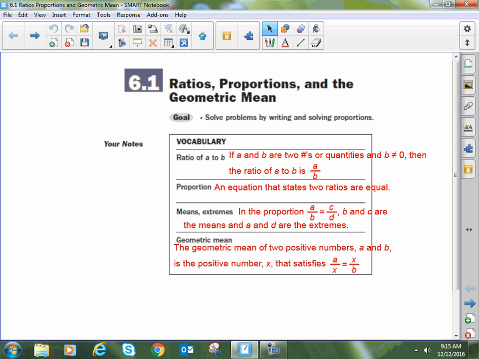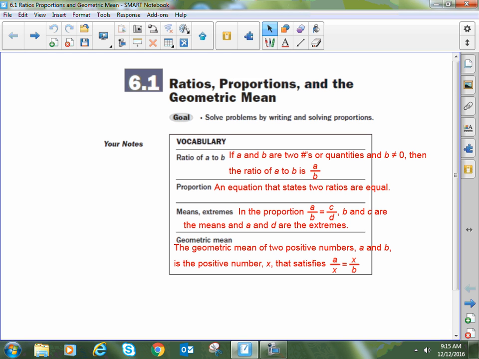I have three of these and two of these. Whether it's length to width, maybe perimeter to perimeter, something like that. We're just comparing two different things. A proportion is when I take two separate ratios and I put them in an equation. So I say one ratio equals another ratio. That's called a proportion.